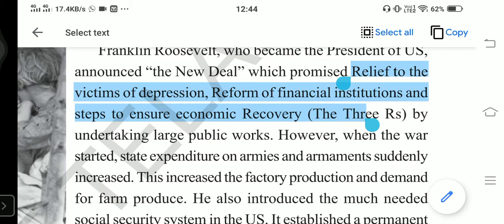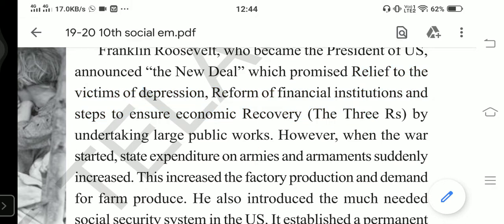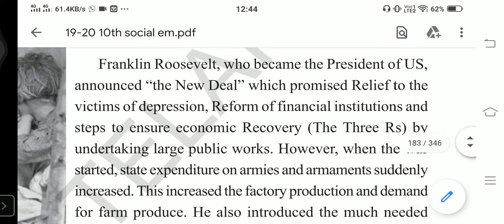What is the program carried out by Franklin D. Roosevelt to overcome the Great Depression? It is the New Deal, right? What does the New Deal consist of? It consists of 3 R's. So what is meant by relief to the victims of depression?